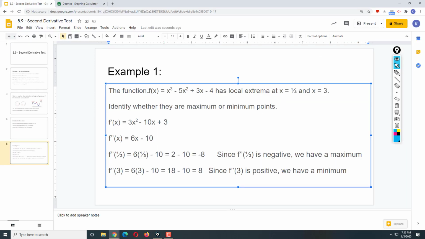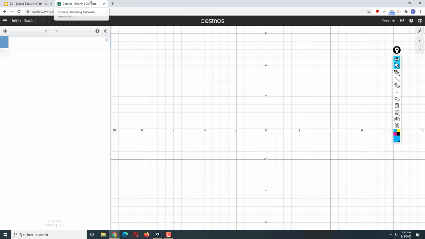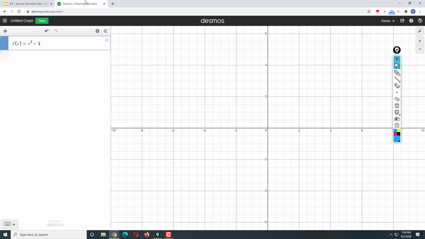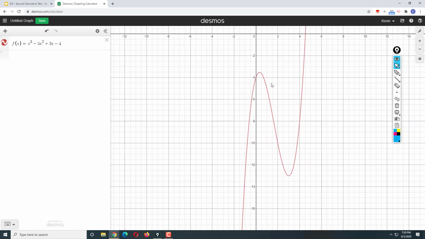Let's go to Desmos. We will type in our function. It is x cubed minus 5x squared plus 3x minus 4. Let's see. And that's right.